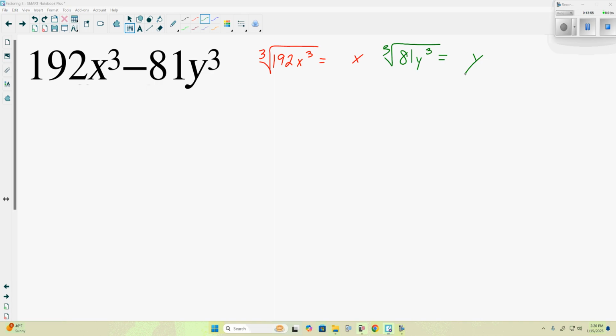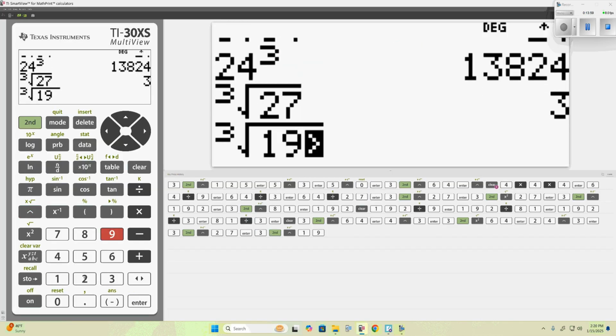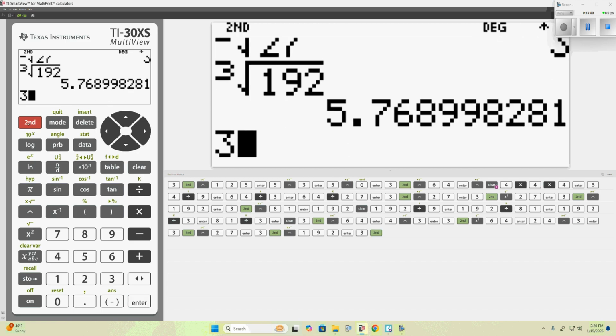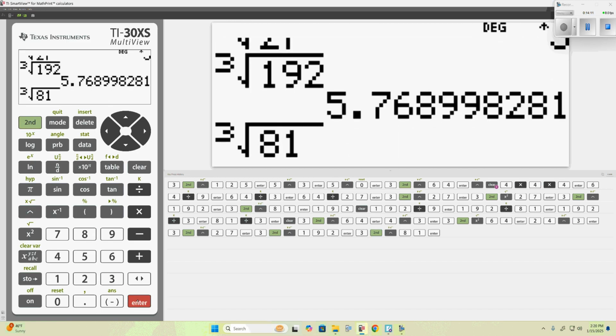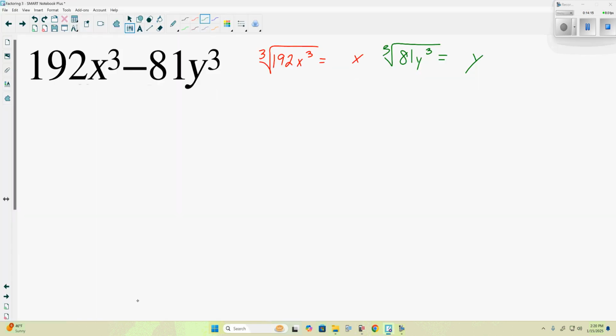Now let's take the cubed root of 192. Cubed root of 192 is this here. Because we have a decimal, it means we can't take the cubed root of it. So I'm going to take the cubed root of 81 too, just to make sure. Yep. Before we can say not possible, we need to check for greatest common factor.